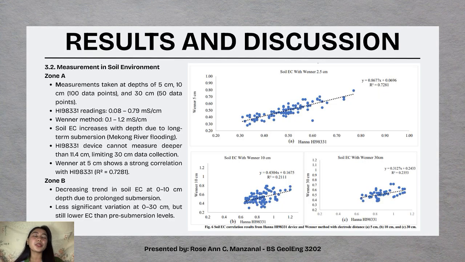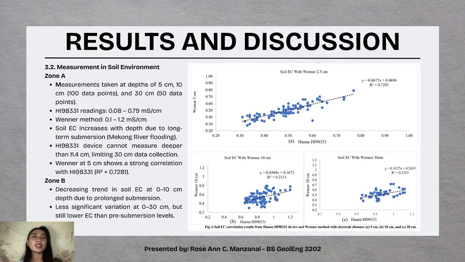This figure shows the soil EC correlation results from the HANNA device and the Wenner method with electrode distance. In Zone A, the researchers measured soil EC at 3 depths: 5 cm, 10 cm, and 30 cm. The researchers collected 100 data points at 5 and 10 cm and 50 at 30 cm. This area was previously flooded by the Mekong River, leaving the soil waterlogged. The device recorded EC values ranging from 0.08 to 0.79, while the Wenner method ranged from 0.1 to 1.2.